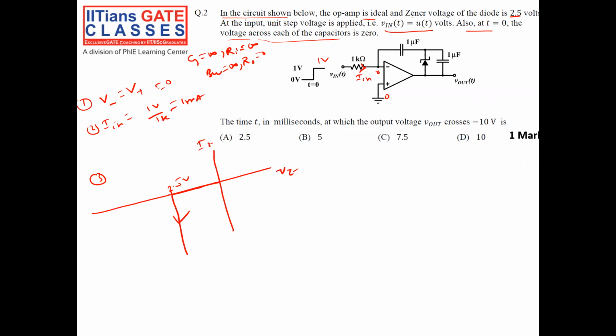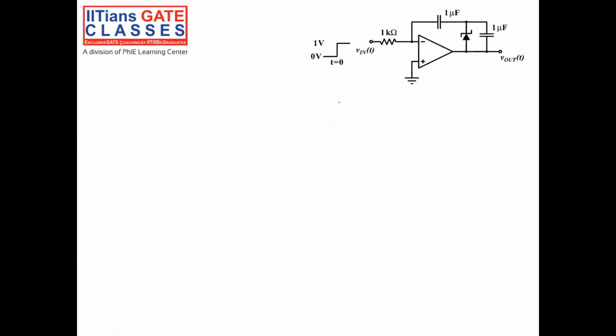When my voltage across the Zener diode in reverse bias slightly exceeds 2.5 volt, up to 2.5 volt, whatever voltage you apply will go on increasing with zero current. Then it will break down, allow the current to flow, and maintain the voltage at 2.5 volt constant. So with this understanding, let us solve the question.